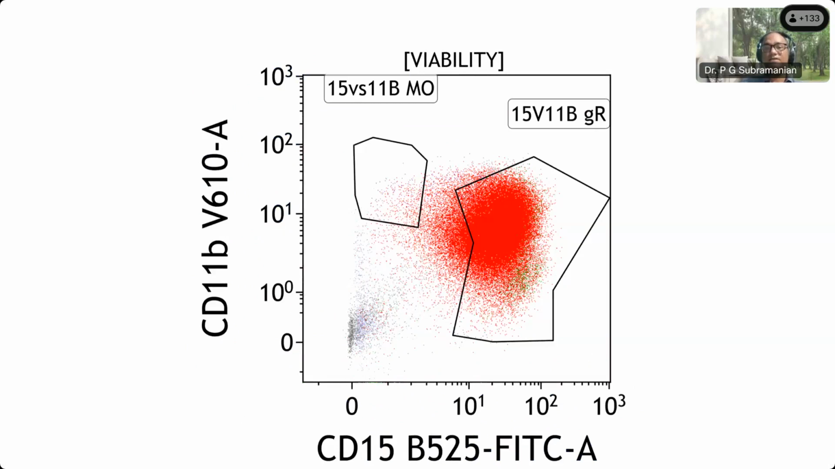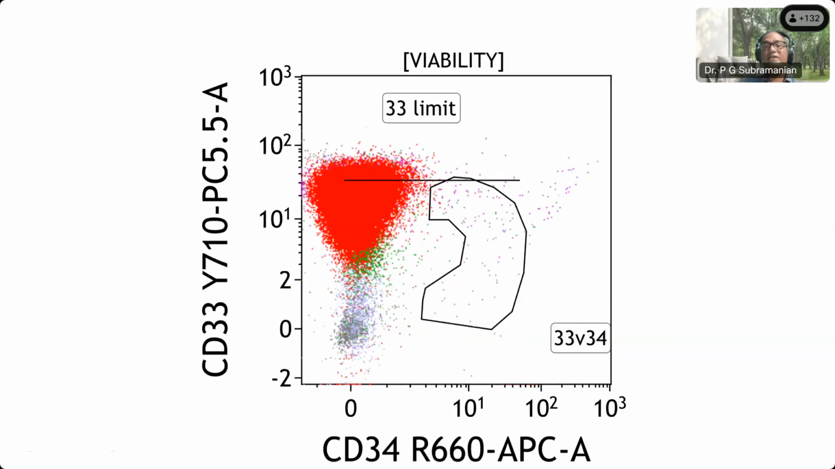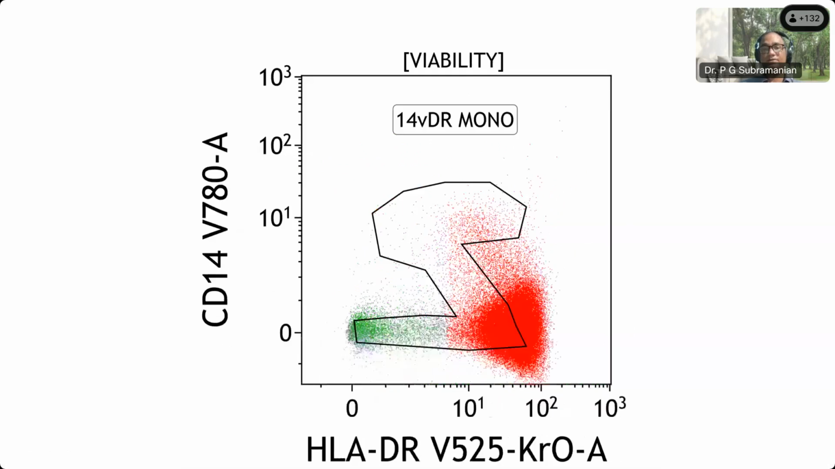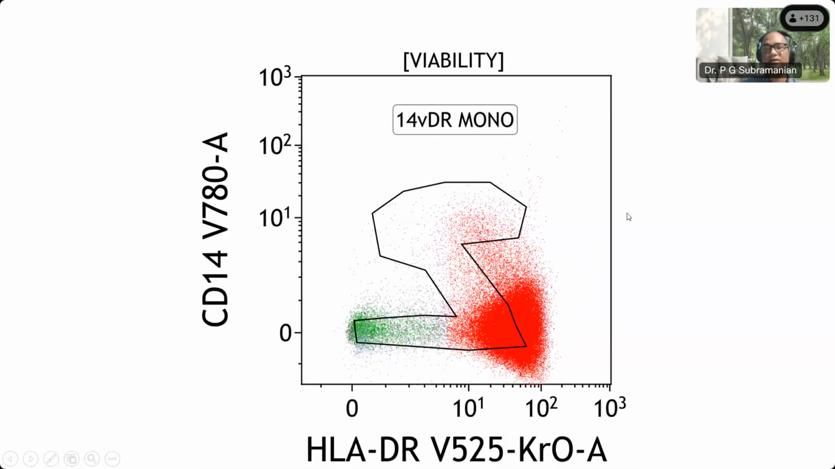45 is dim. Side scatter is low. You have DR positive. 13 is nearly negative, a little bit of it. 33 is moderately positive. Your 64 is moderately positive. You have DR moderate. 14, a little bit of 14 is there. This is the way normal monocyte maturation goes, so it is not exactly like normal monocyte maturation, but a little bit towards a monocyte kind of lineage is there here.